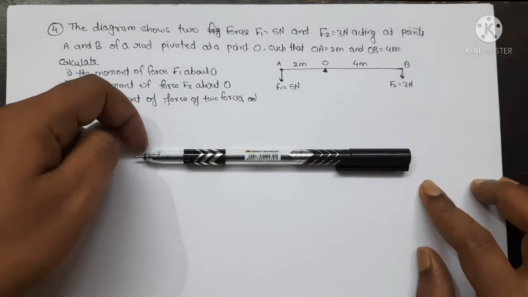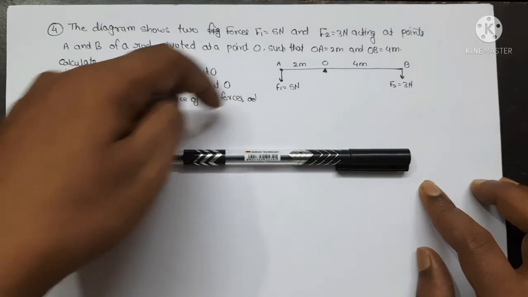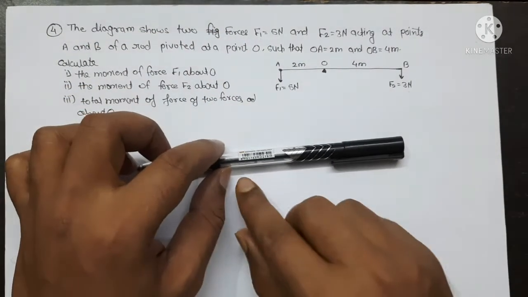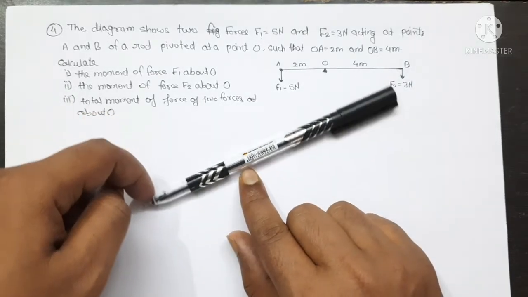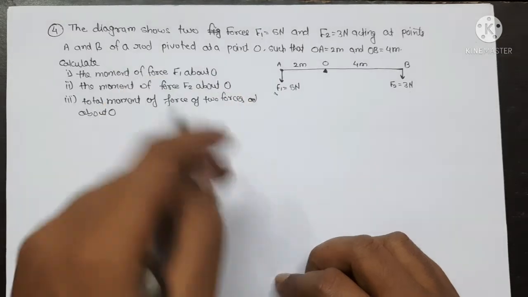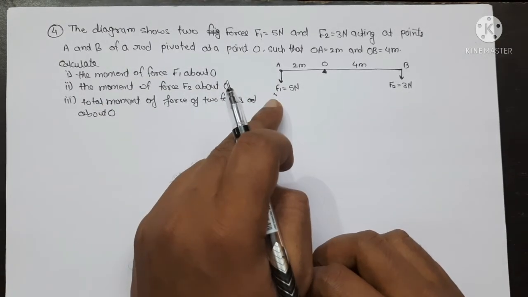So what happens when this force of 5 Newton applies at point A? It will rotate like this about the pivoted point O. So what will the motion be? Anti-clockwise. So we know that the rotation due to this F1 will be anti-clockwise.